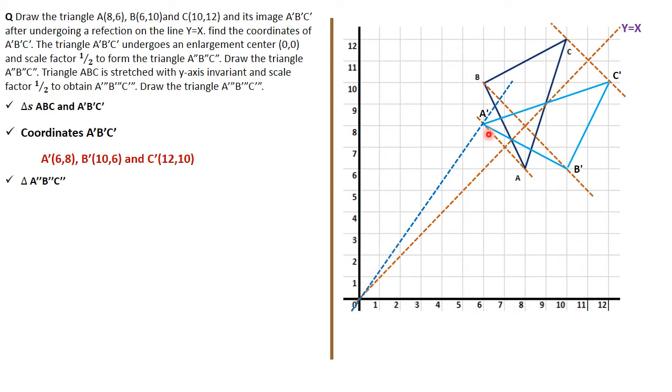And that is the same for B prime and C prime. So there's a point along this line which is halfway the distance from the center of enlargement to B prime, where the point B double prime lies.